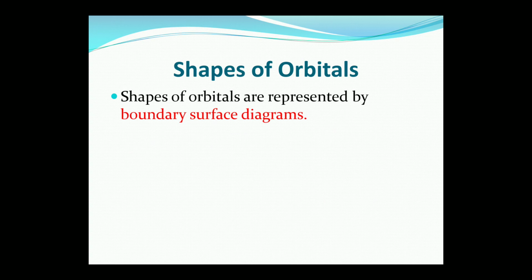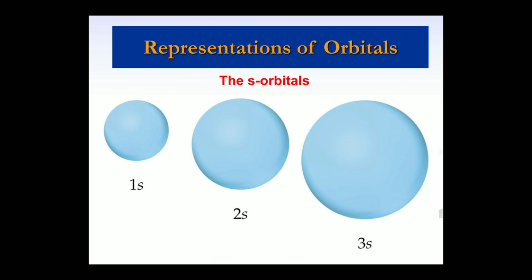Now we talk about the shape of the orbitals, which are represented by boundary surface diagrams. This is the representation of an orbital, that is, the s orbital is a circle. In the next video I am going to discuss the p, d and f orbitals, and we will study their different shapes. This is the complete video where you have seen the principal, azimuthal and spin quantum numbers.